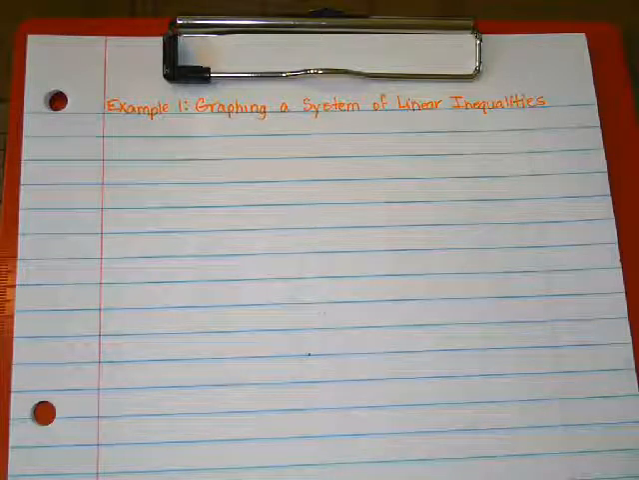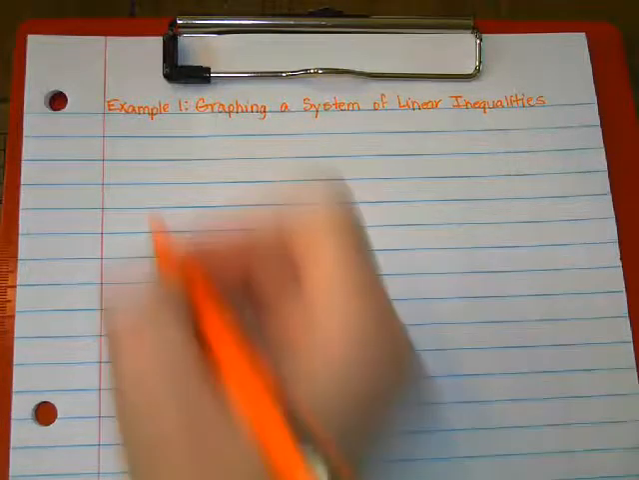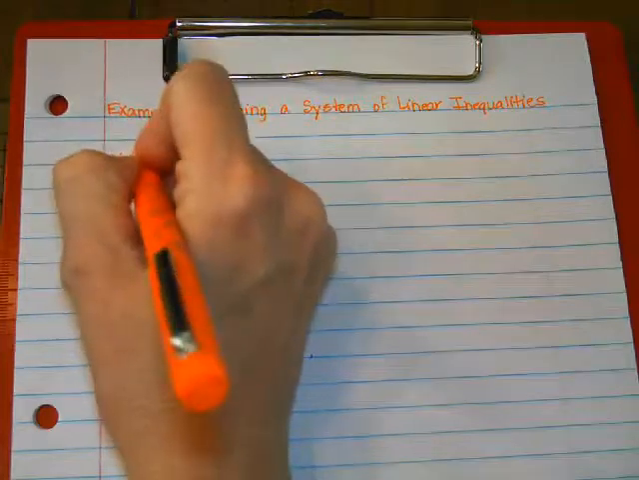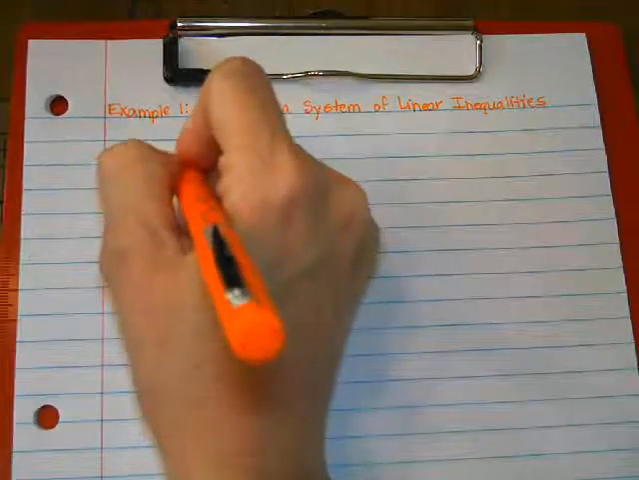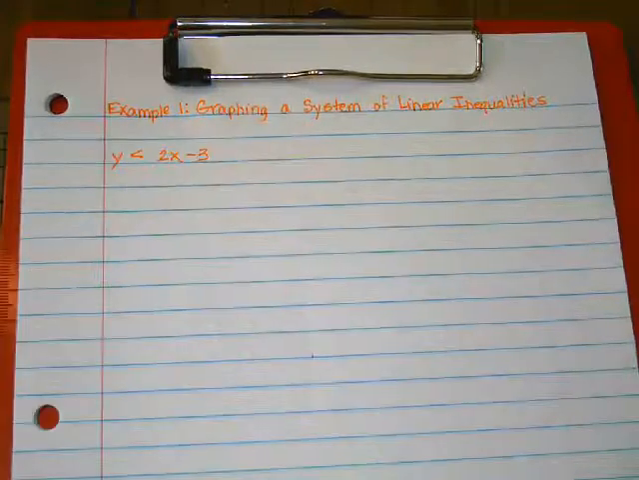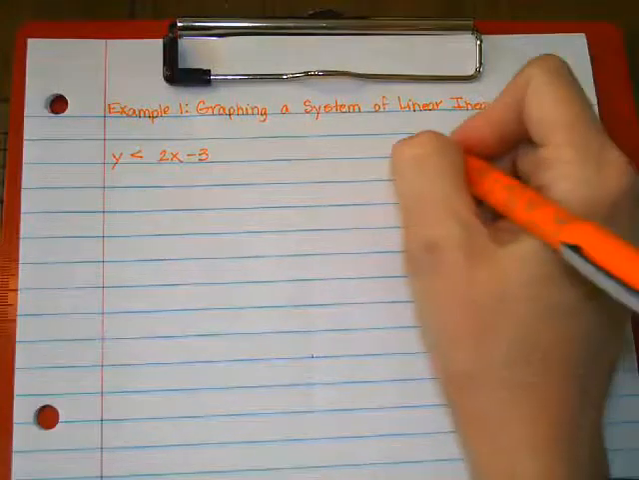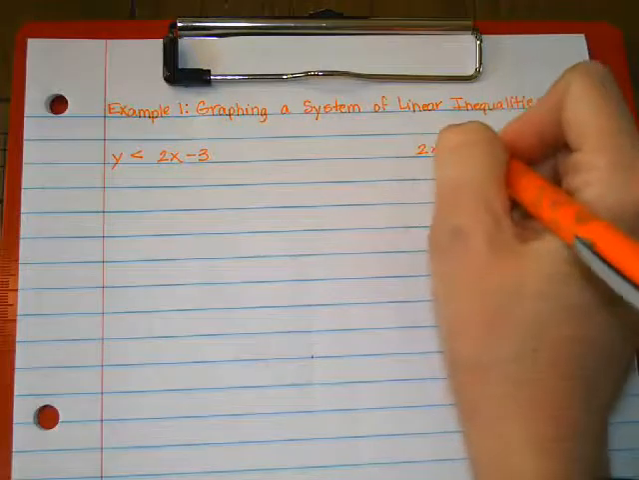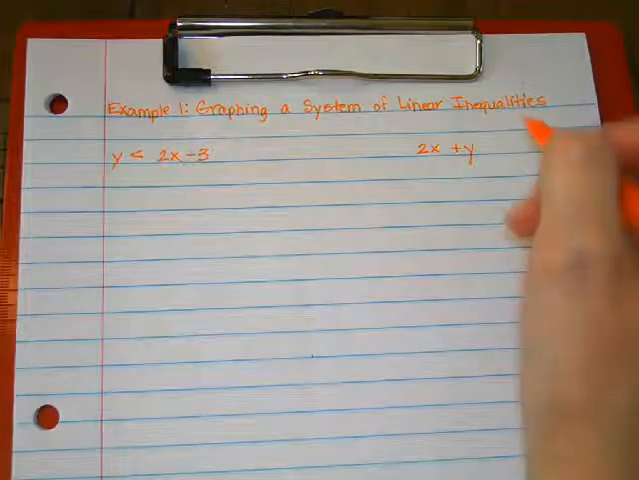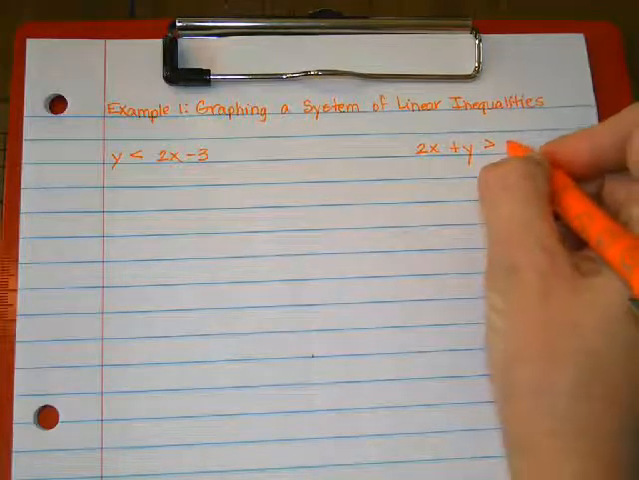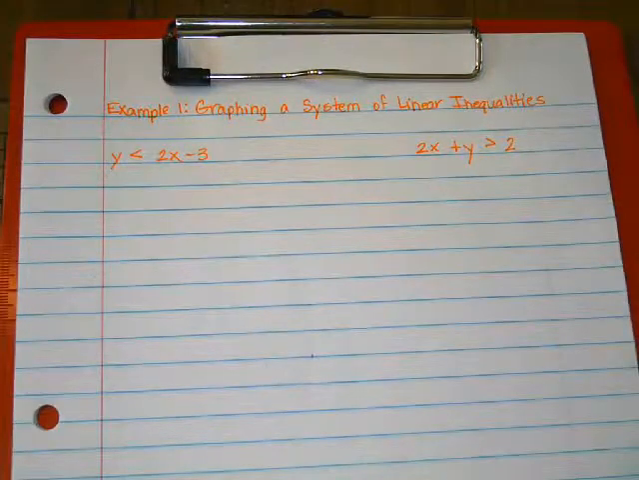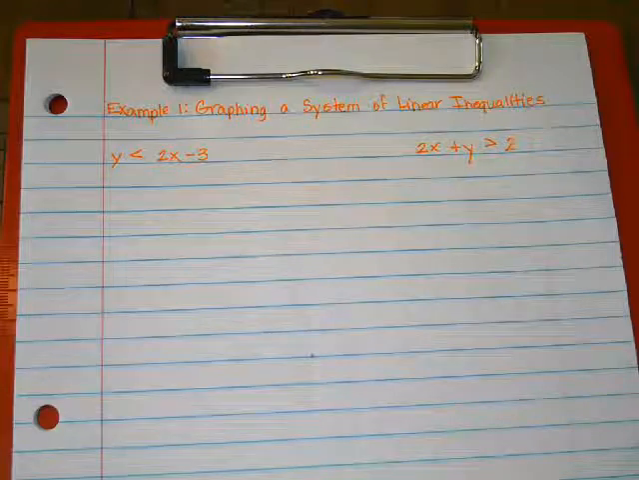So our first example today: our first inequality is y is less than 2x minus 3, and our second inequality is 2x plus y is greater than 2. All right, so here are our two inequalities. Let's first assess our first one.